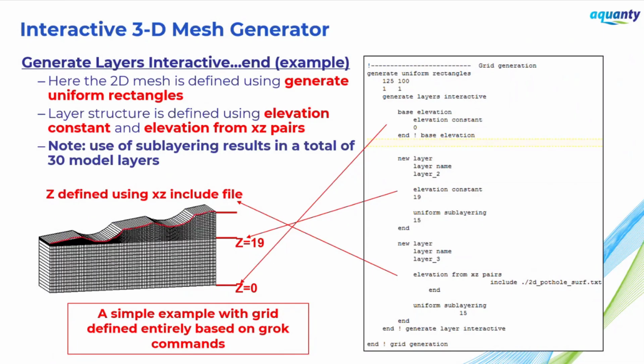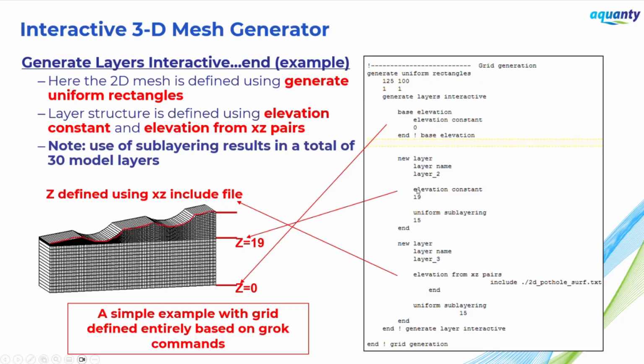In this case, we're not using an externally generated mesh. We're using a command called generate uniform rectangles to define a simple cross-sectional model that's 125 meters long in the x direction and 1 meter wide in the y direction. And then we use generate layers interactive, which is again a command block that has to be ended. And then in the context of generate layers interactive, we also support multiple additional types of command blocks: base elevation and new layer.